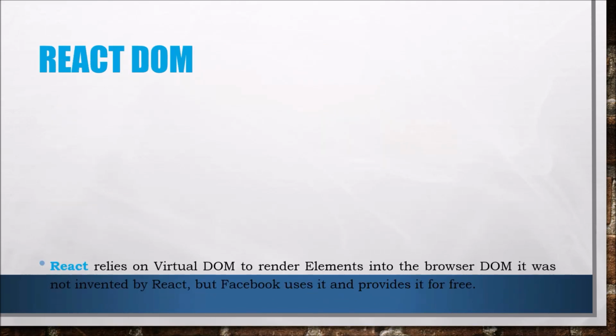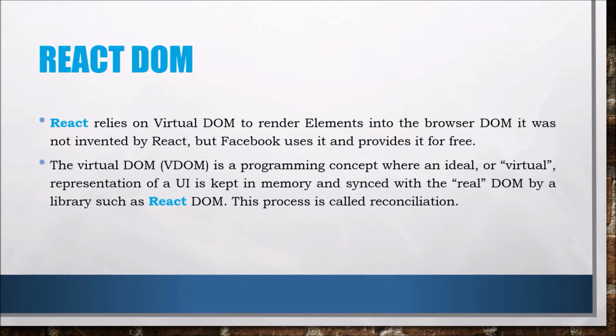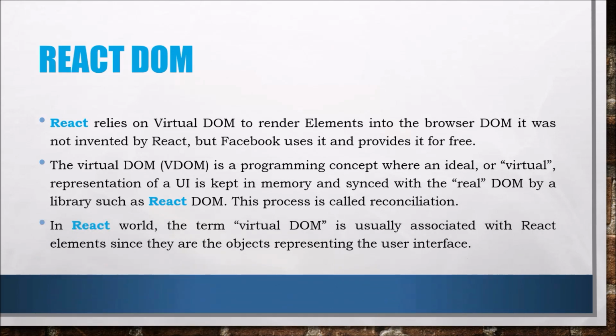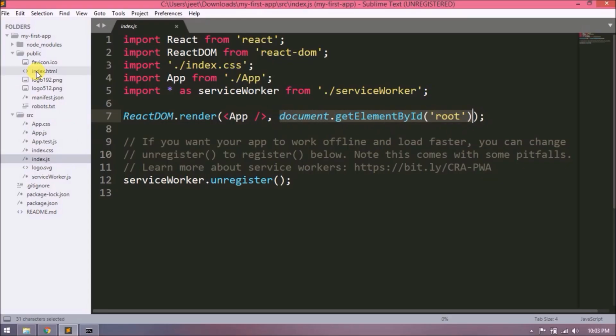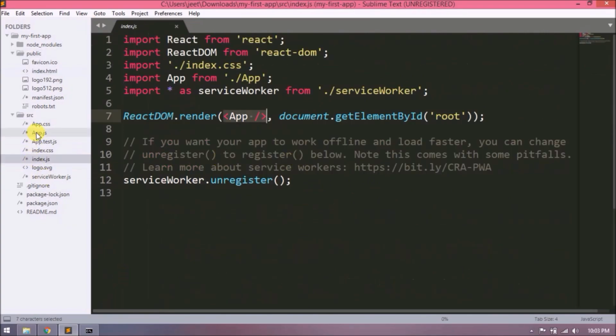What is React DOM? React relies on virtual DOM to render elements into the browser DOM. It was not invented by React, but Facebook uses it and provides it for free. The virtual DOM, VDOM, is a programming concept where an ideal, or virtual, representation of a UI is kept in memory and synced with the real DOM by a library such as ReactDOM. This process is called reconciliation. In the React world, the term virtual DOM is usually associated with React elements since they are the objects representing the user interface. See, this root is present in index.html. Now I hope you understood the flow of how React works.